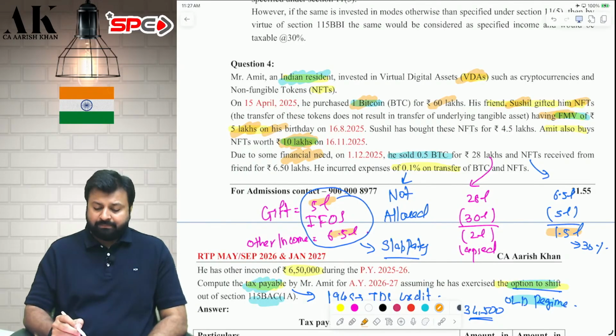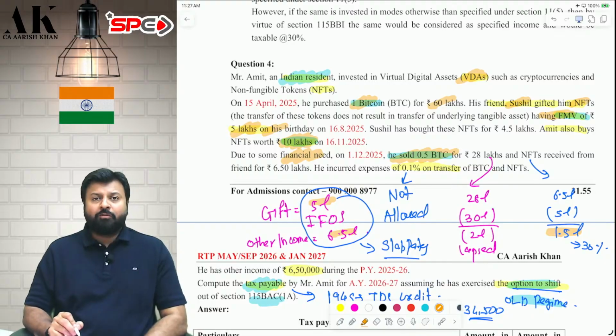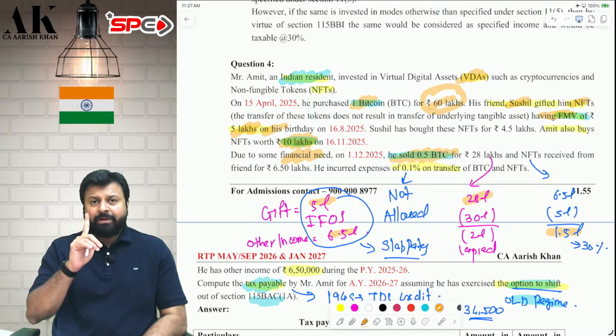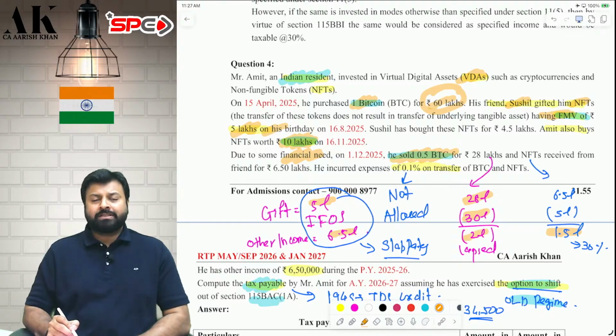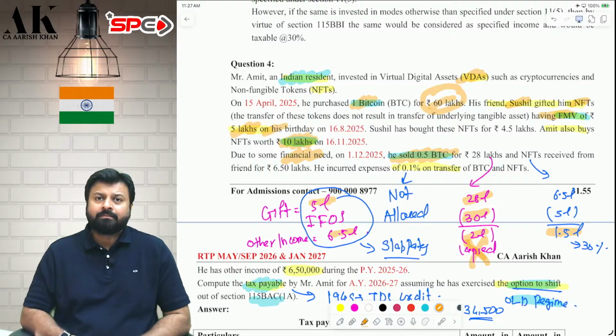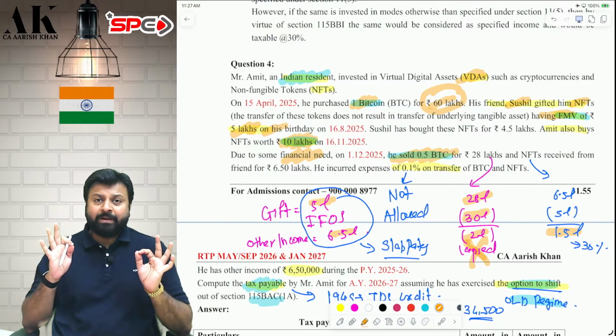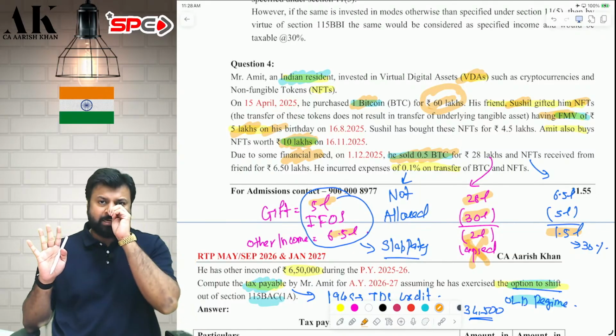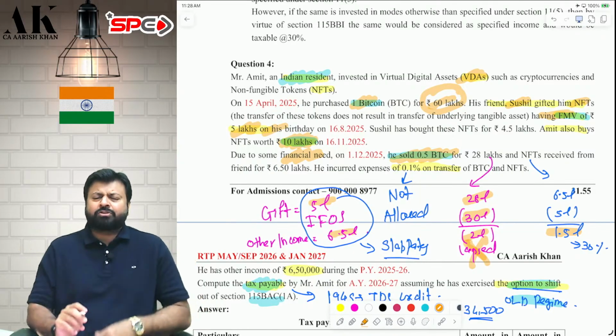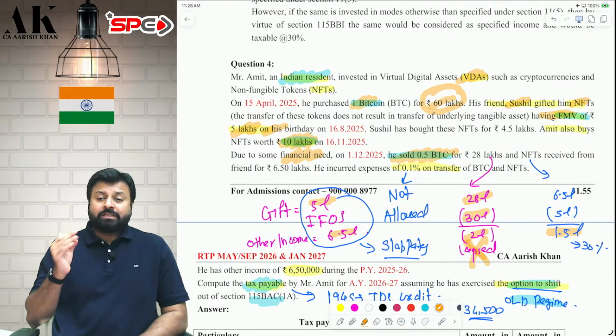Now, due to financial need, Amit needs some money. Therefore, he has sold half Bitcoin. So for half Bitcoin, how much gain will come? See, half Bitcoin is sold for 28 lakhs. What is the cost of the Bitcoin? The cost of one Bitcoin is 60 lakhs, therefore half Bitcoin will be 30 lakhs. Therefore, there is a loss of 2 lakhs. What is the treatment of this loss? Lapse, as per 115BBH. Whatever loss comes in Bitcoin, whatever loss comes in virtual digital asset, it is not allowed to be set off against any other income. It is not allowed to be set off against this income also. This is a lapse. There is no treatment for the loss.